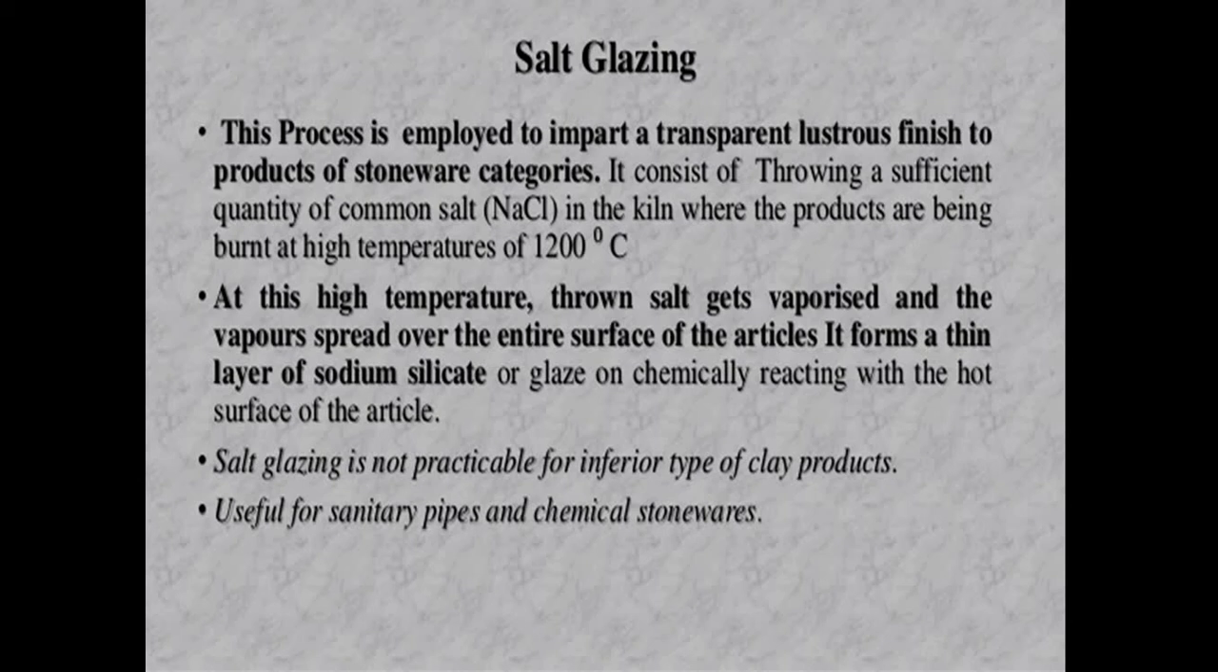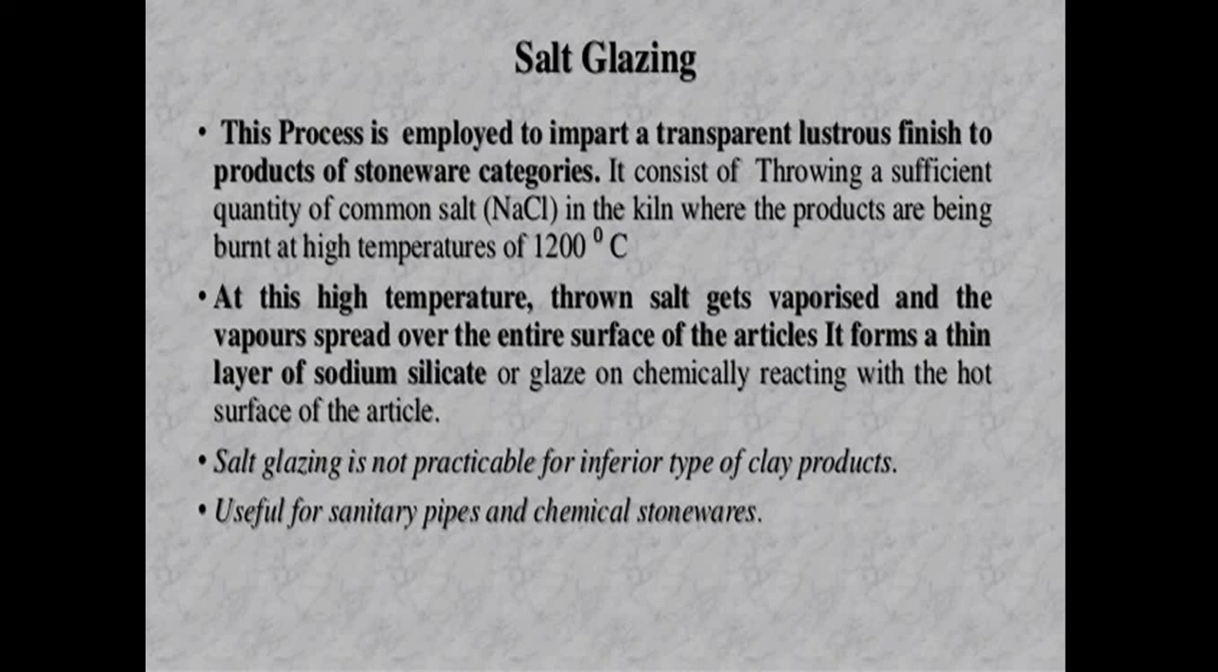Salt glazing is employed to impart transparent lustrous finish to the products of stoneware categories. It consists of throwing a sufficient quantity of common salt in the kiln where the products are being burnt at high temperature of 1200 degrees Celsius.